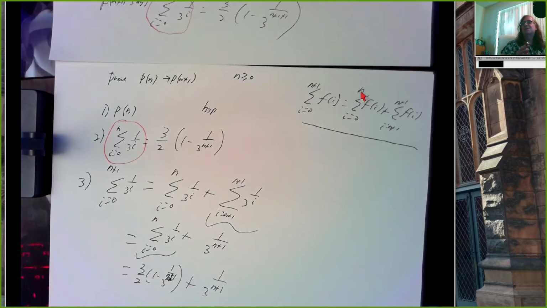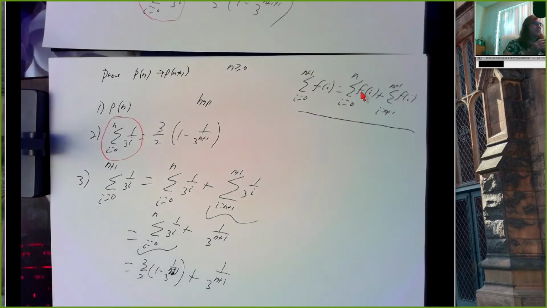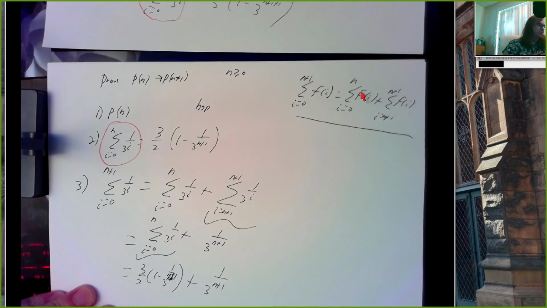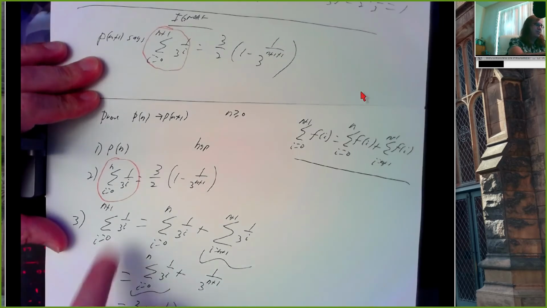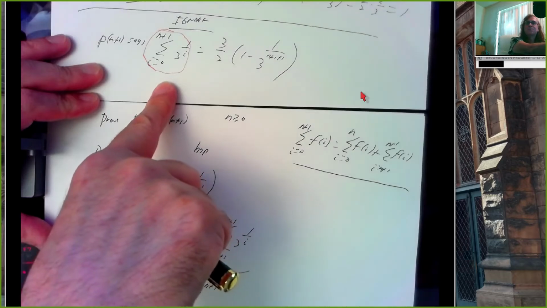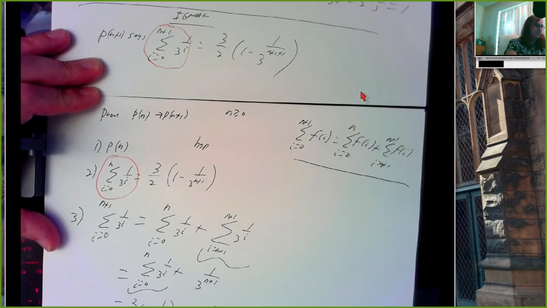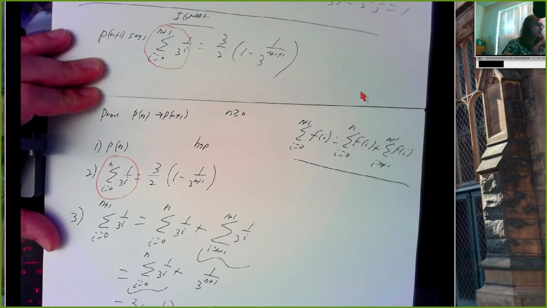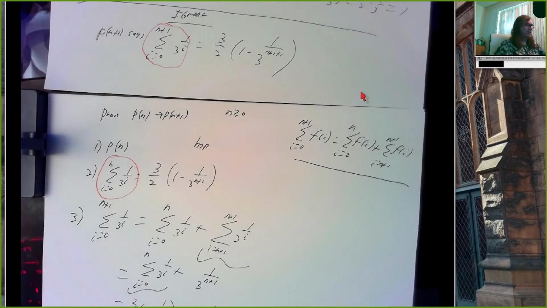I haven't changed anything yet. All I'm doing is algebra. But the way I chose to do my algebra was to try to do something to take what I already know and turn it into part of what I'm trying to show. I'm not doing any substitutions though, right? I'm not just arbitrarily setting n equal to n plus 1.